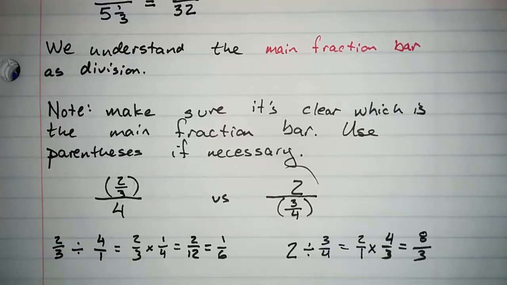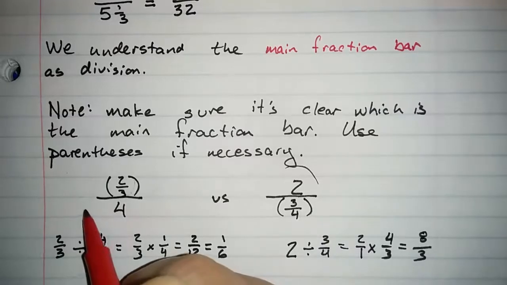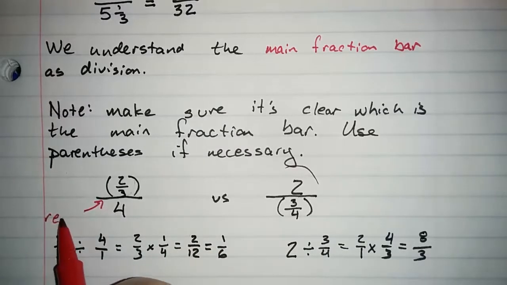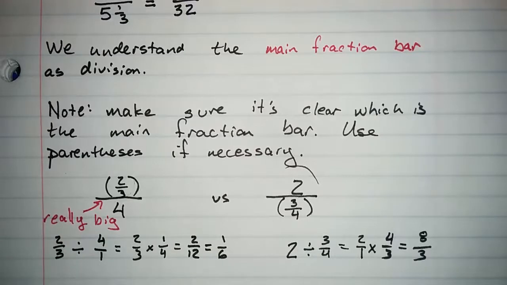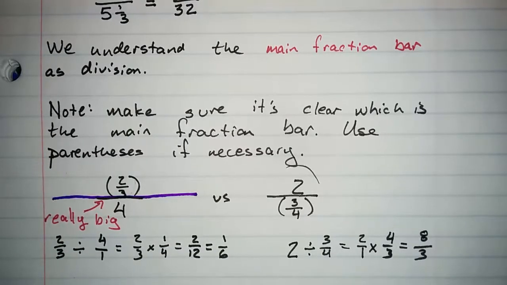So it's really important to keep track of which is the main fraction bar. I recommend using lines on the paper to help you keep track of this. And also just write the main fraction bar really big. As you're working through a problem, you can write it just hugely, cartoonishly big, just so you can tell which is which, because you don't want to get them crossed.